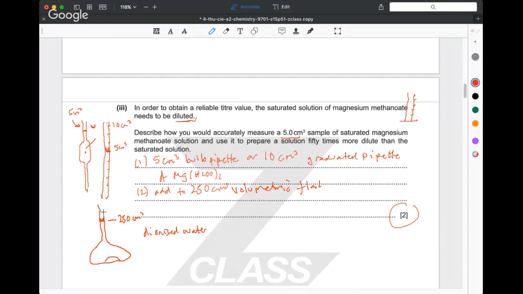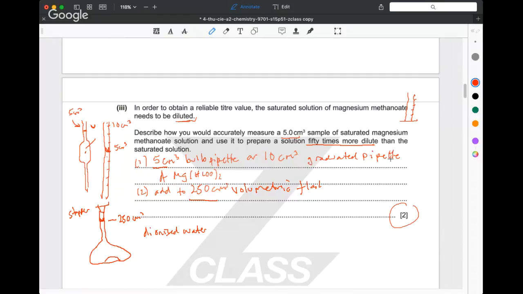You put a stopper in, and then you turn the flask upside down a few times to make sure it's really mixed. And because you took 5 centimeters cubed and made it up to a volume of 250 centimeters cubed, you have made a solution that is 50 times more dilute.